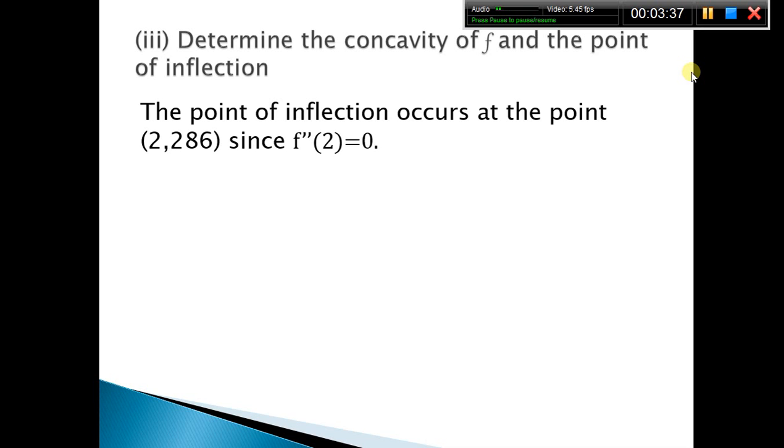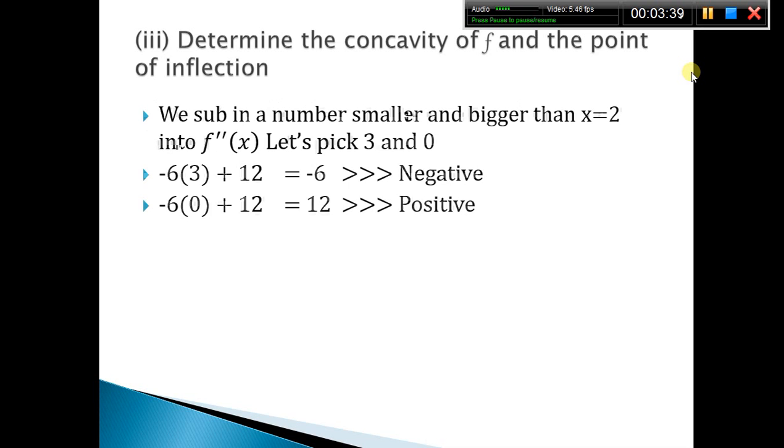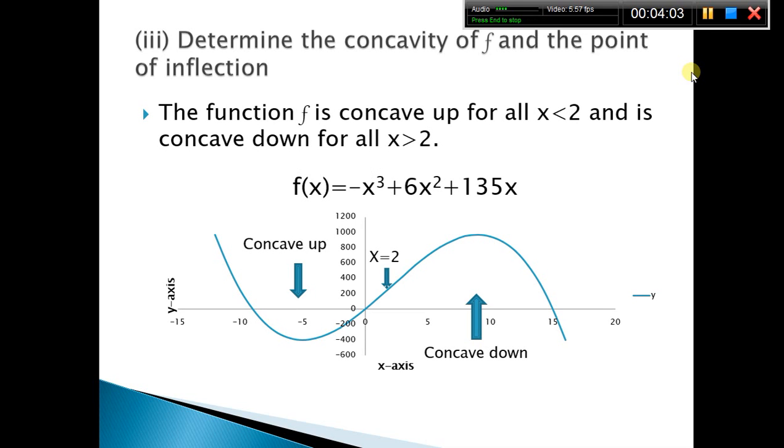To determine the concavity of the function, we are going to sub in a number smaller than x equal to 2 and bigger than x equal to 2 into our second derivative. So we'll choose 3 and 0. When we sub in 3, we get out minus 6, which tells us the second derivative is negative when x is equal to 3. When we sub in 0, we get out 12, which means the second derivative is positive when x is equal to 0. So as you can see in this graph, the function is concave up for all values of x less than 2, and is concave down for all values of x greater than 2.